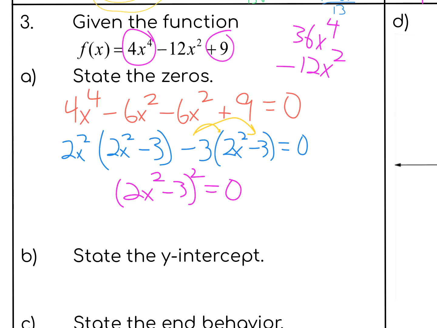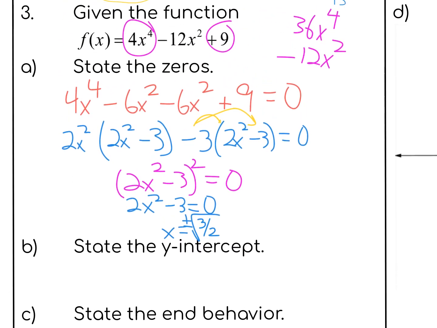So I can take the square root of that, so I'll have 2x squared minus 3 equals 0. I'm going to add 3, divide by 2, take the square root, and put a plus or minus. So those are the zeros. Plus or minus root 3/2. They both show up twice.